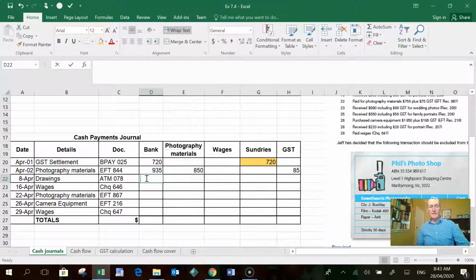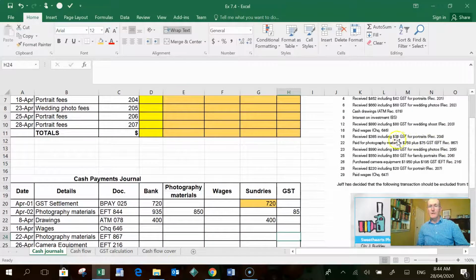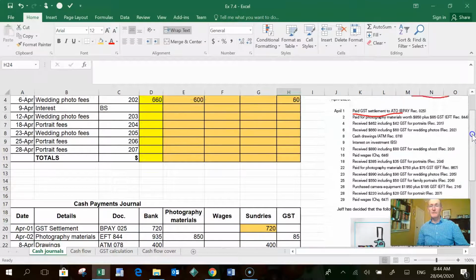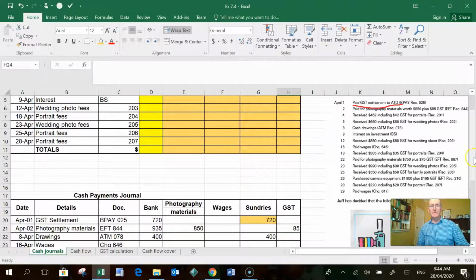So no GST attached to that. No drawings column, so it goes into sundries. And we go up to the interest on investments. So this is interest on investments. That's a little tricky. So $110.